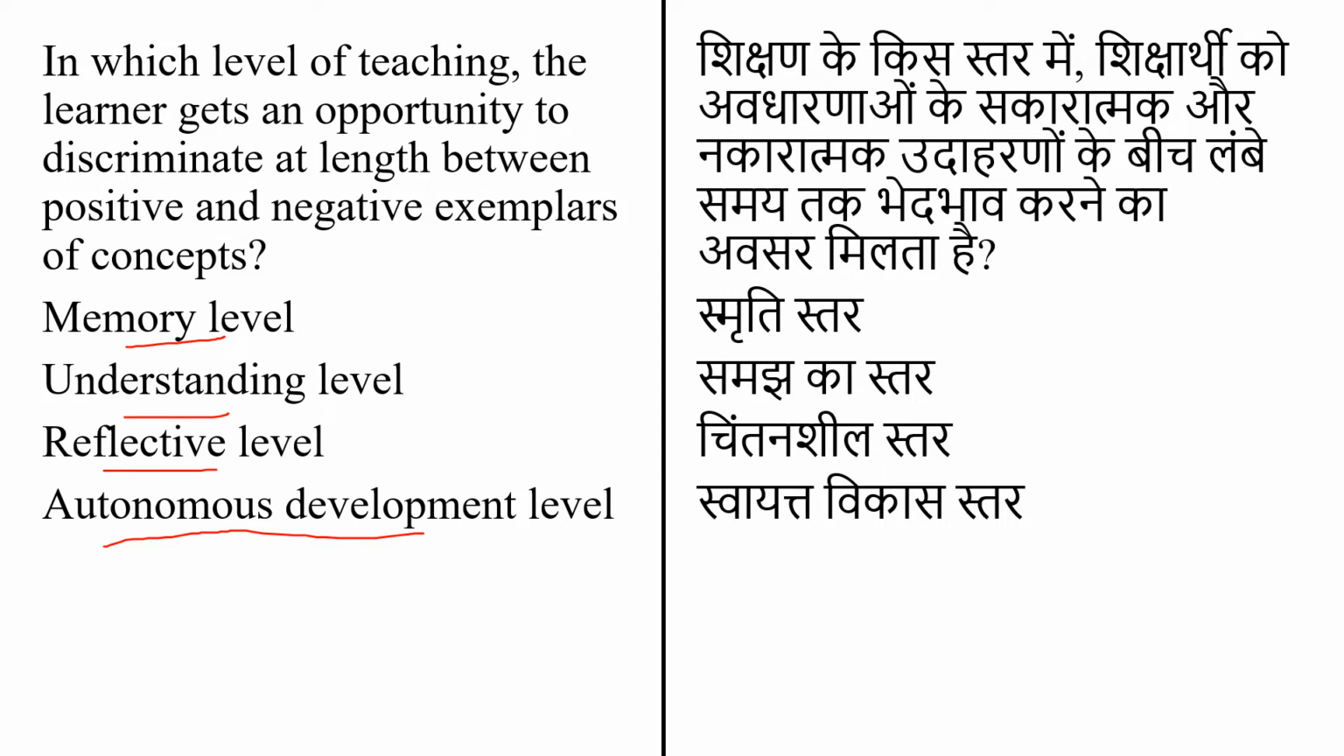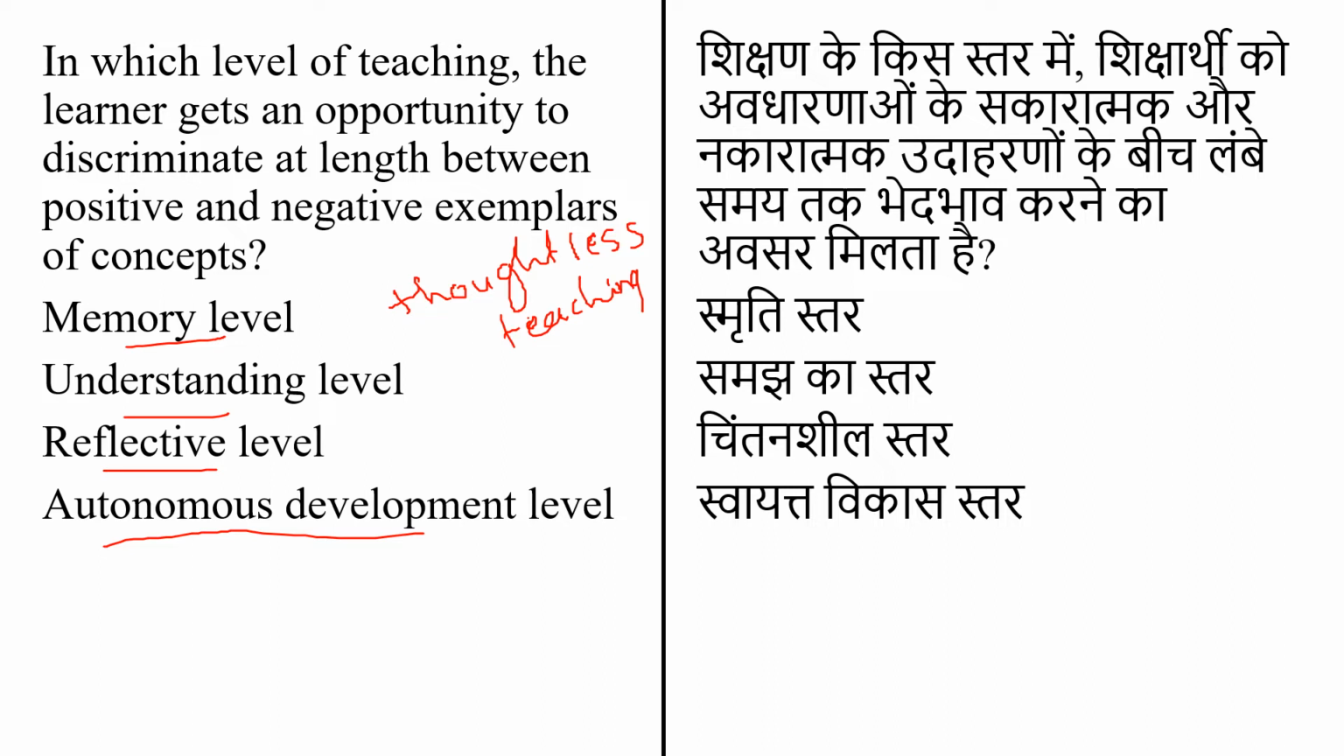So when we talk about the memory level, it is thoughtless teaching, which we use at the primary level, where we are trying to memorize things. Second one is the understanding level of teaching. Teaching at the understanding level is of higher quality than one at the memory level. It is more useful and thoughtful from the point of view of mental capacity. Here the learner is trying to understand things.